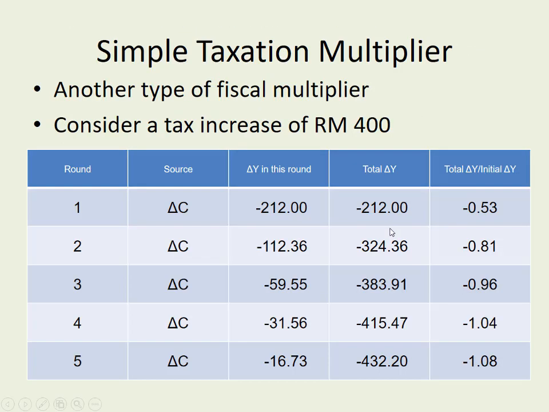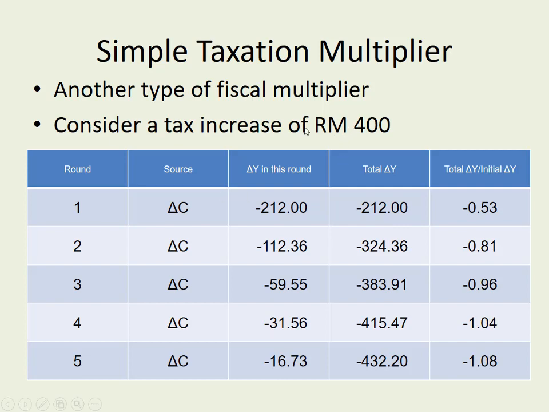Right. I'll just mention this other version of the multiplier. The first version applies if the government is increasing or cutting government spending, but of course the other side of fiscal policy is taxation. How much do governments decide to take from you in taxation?